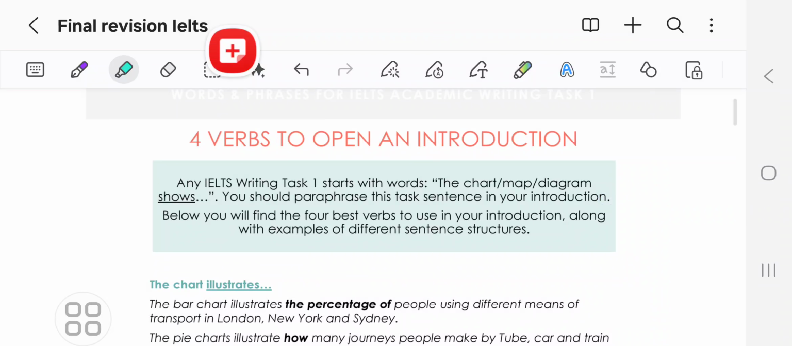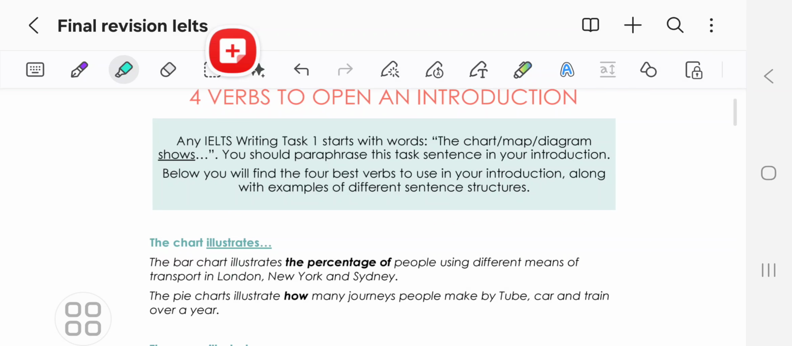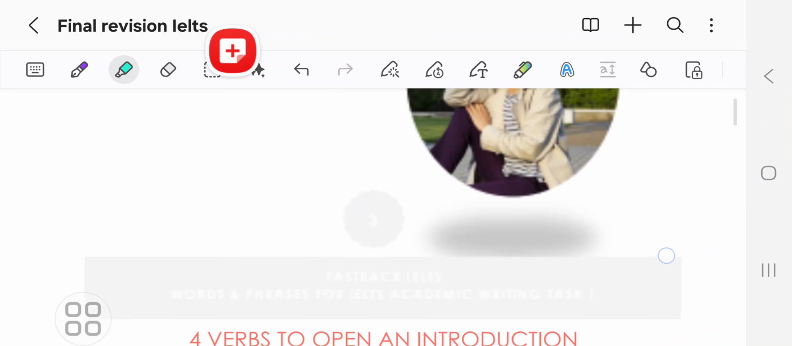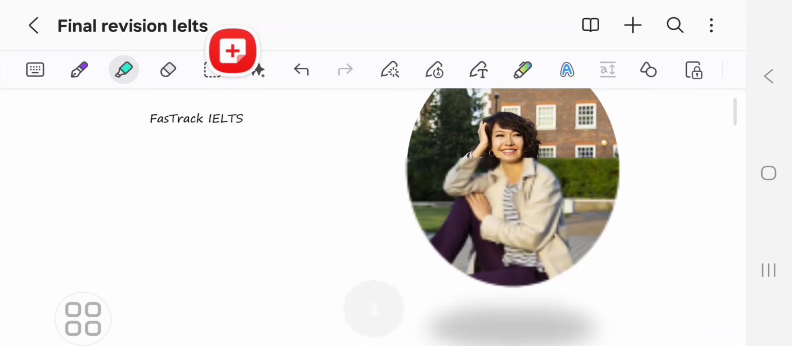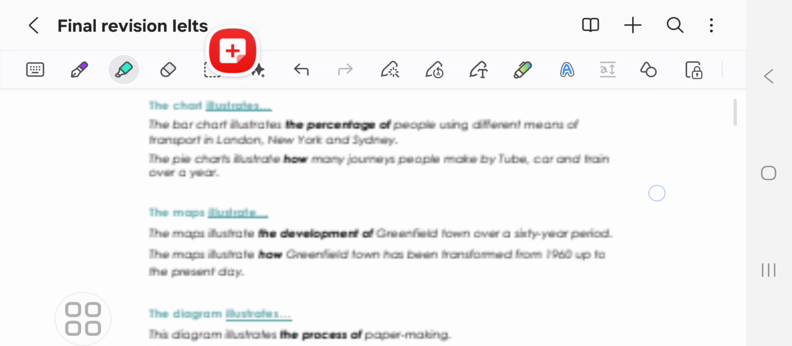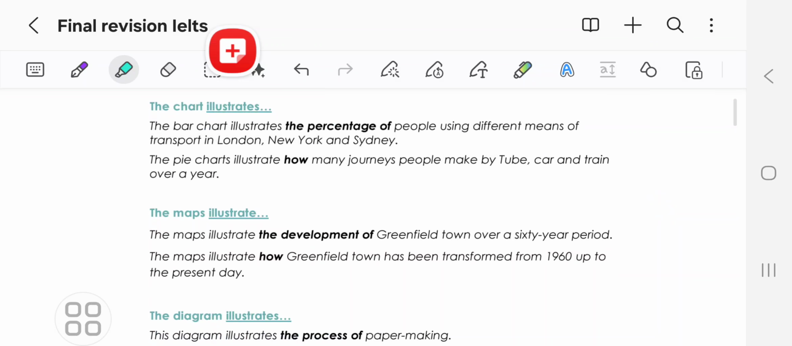Four verbs to open an introduction. Basically now we will start with how to open an introduction. In Task 1, you start with words, for example, the chart, map, or diagram shows, but only "shows" will not be enough, so you have to come up with something better than that. You should paraphrase the task in the introduction. That's very important for you to do. Below you will find the 4 best verbs to use in the introduction along with some examples and structures. So this is the first thing you're going to learn, which is to memorize the phrases so that you will be able to use them flexibly.